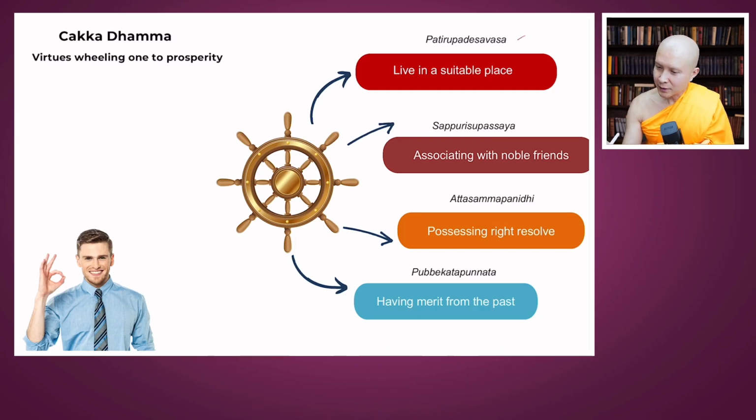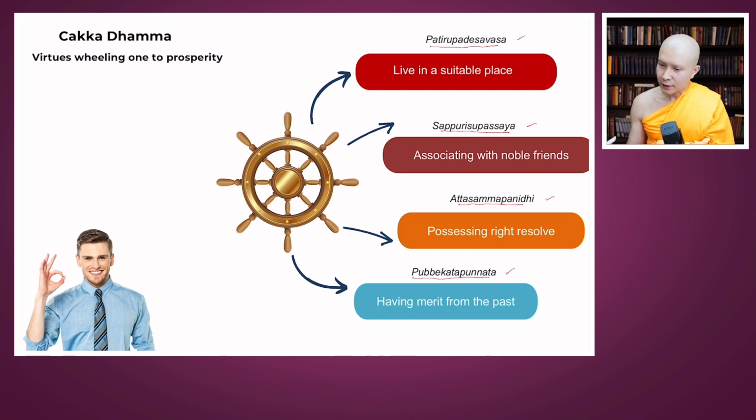I put the Pali terms here just as a reference. Later on you can study by yourself. Patirupate sawasa, living in a suitable place. Sapuri supasaya, associating with the noble friends. Atta samma panithi, meaning possessing the right resolve. And the last one is buphekata punyata, meaning having merit from the past. At least you hear the terms. You don't have to worry about memorizing all of this, but it's nice to at least hear them out.